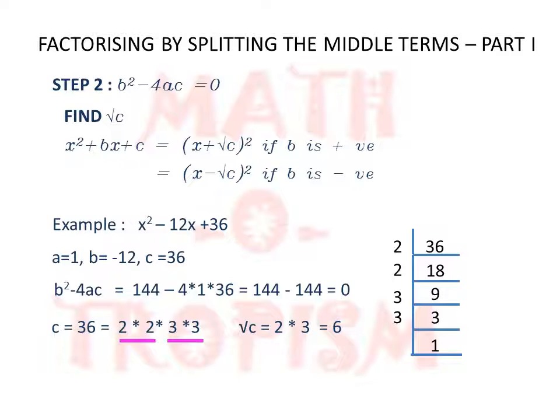So x square minus 12x plus 36. Now here the b term, middle term, is negative. So I will write it as x minus 6 the whole square, and that's it. If you want, you can do it in the normal way which you do and see that it will be the same answer. So this is the fastest method for a is equal to 1.